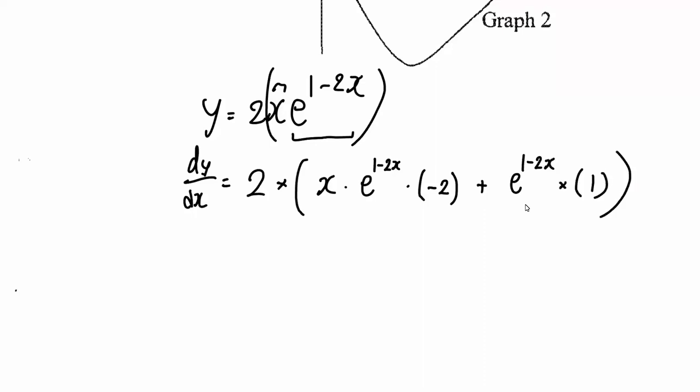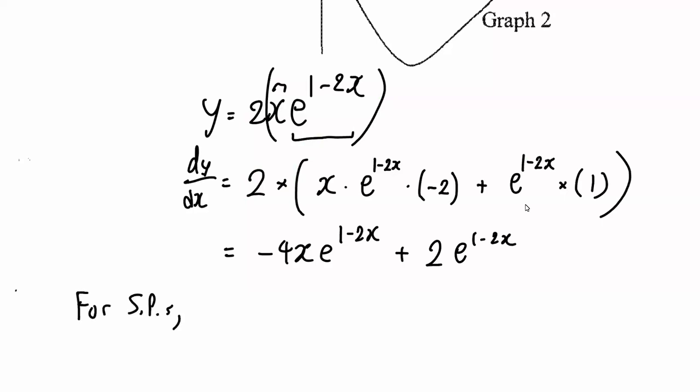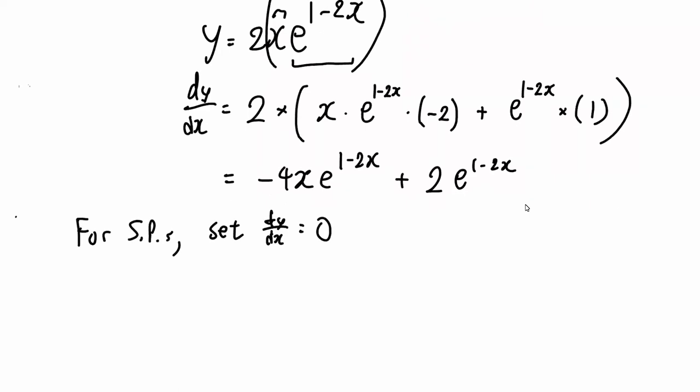Okay, so of course you don't need to put the times on. Simplify a bit more. Then you get 2 times negative 2, negative 4, so negative 4x times e power 1 minus 2x. The next one, positive 2 times this other guy, plus 2 e power 1 minus 2x. Then you have to say for SP, stationary points, set dy by dx equal to 0. What do you get at the end? You just get that expression, the derivative equals to 0.